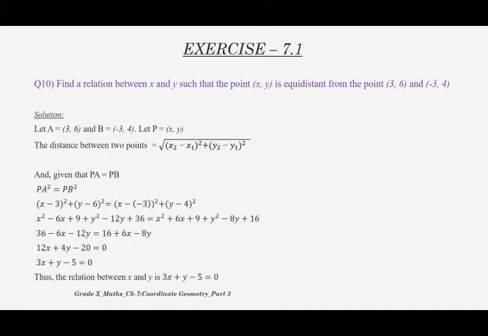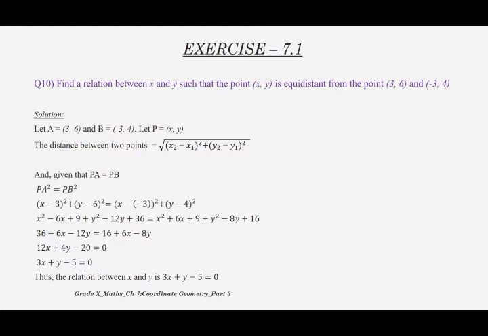Squaring on both the sides, PA square is equal to PB square. We are writing it in the beginning because we needn't take the square root for this question. So, substituting the values and opening the squares, we get x square minus 6x plus 9 plus y square minus 12y plus 36 equal to x square plus 6x plus 9 plus y square minus 8y plus 16.